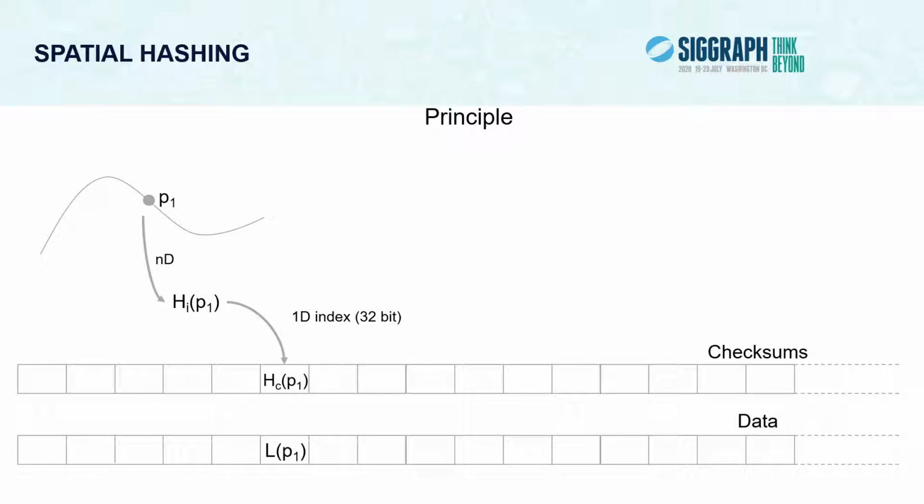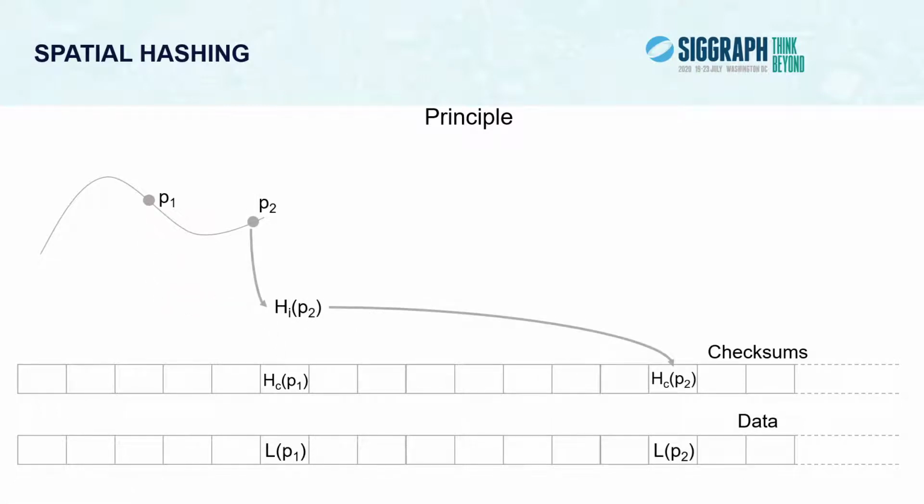So it works exactly like that. Starting from a point defined in n dimensions, we can apply an n-dimensional hash function that will yield a hash key, typically a 32-bit hash key, that will give us an index in an array. And there we will store a second hash key that will be used as a checksum to really identify the point we are talking about, and some arbitrary data about the lighting at that point. If we have a second point, then we can also hash and obtain an index, store the checksum and its data.